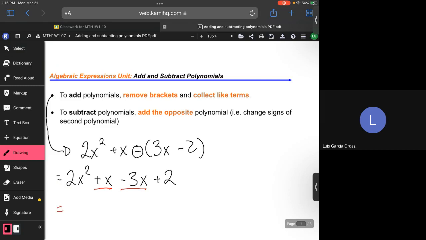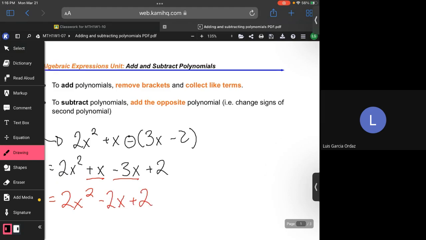So I can write 2x squared. What's positive x minus 3x? Remember, we leave the variable part alone. Now what we're looking at is the number in front of each variable. What's the number in front of the x? Adam? 1. So we're going to do 1 minus 3, which gives us? Yep. It's going to be minus 2x plus 2.